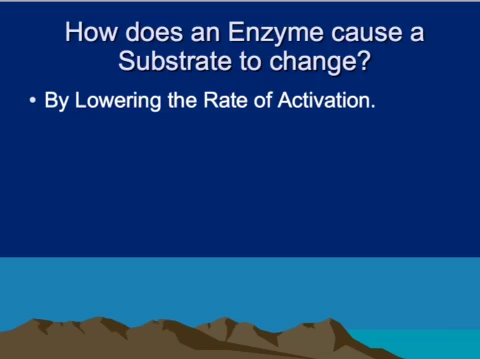So to review, how does an enzyme cause a substrate, which is the end result of a chemical reaction, to change? It's by lowering the activation energy, which means it requires less energy to make the chemical reaction start, so therefore the reaction will start faster.